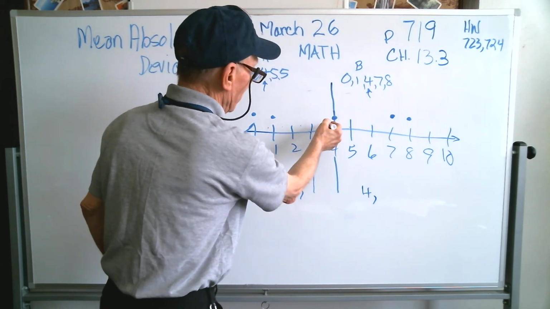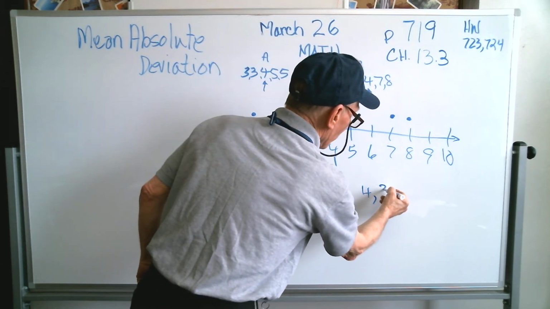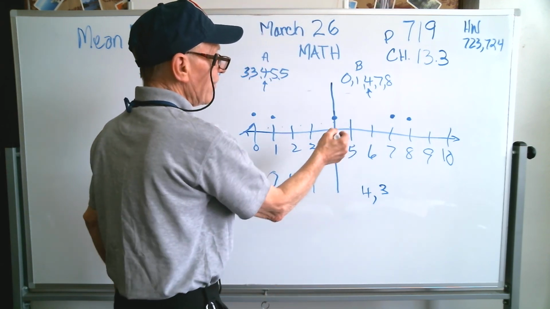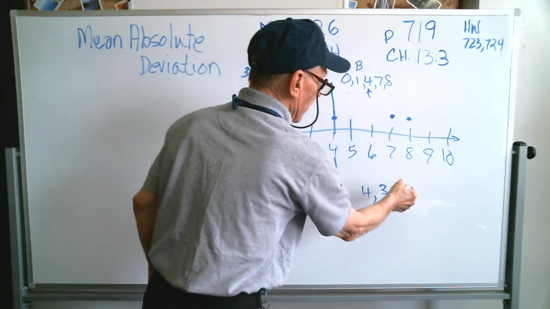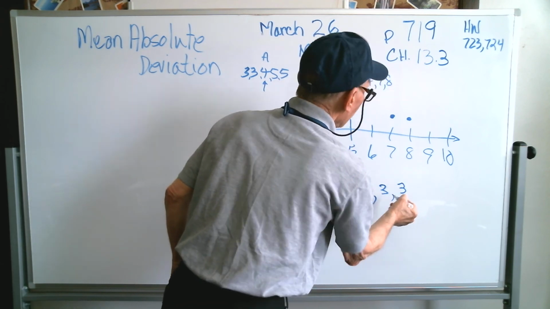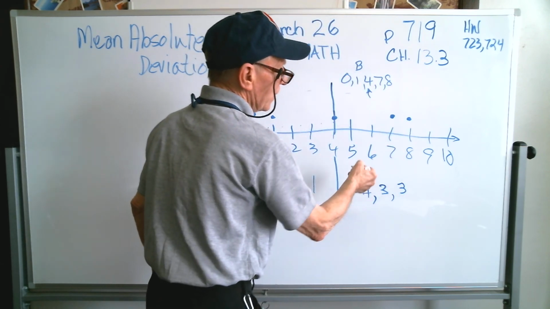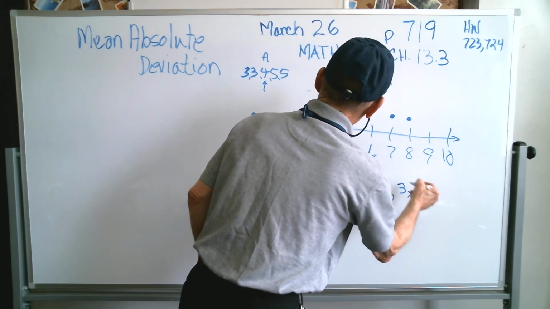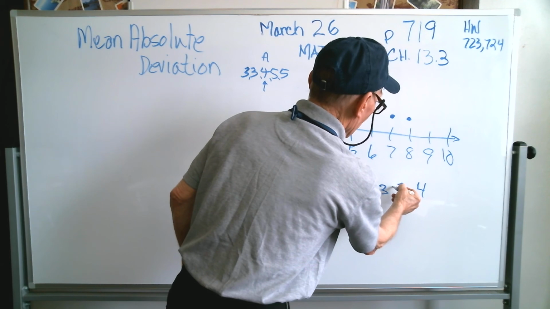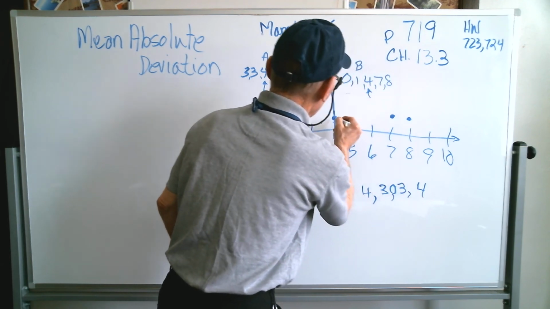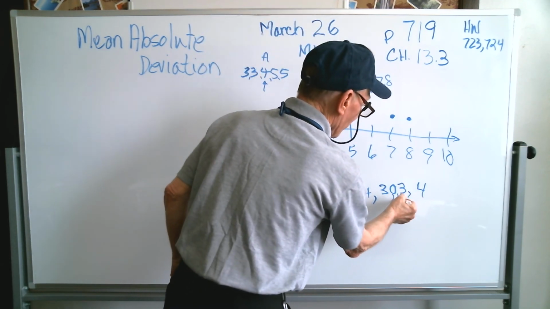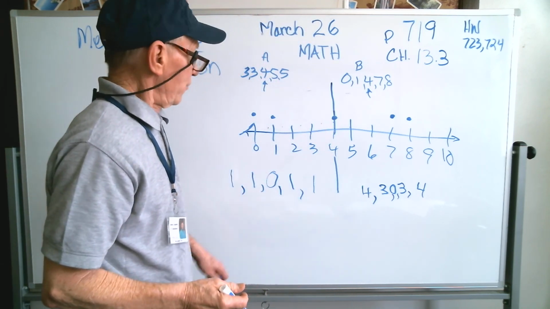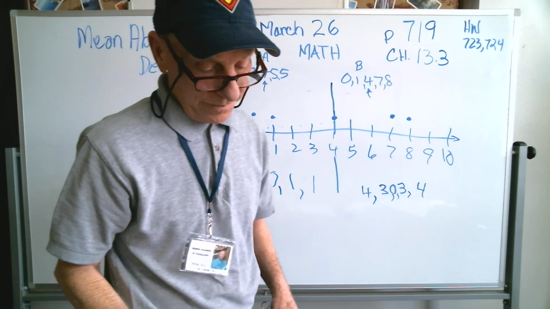The 1 would be 1, 2, 3 deviation points from the median. 7 is going to be 1, 2, 3. And then 8, one more space, would be 4. And don't forget, we have a 0 in here too, because we have a point right on 4. So now we've got 2 sets of numbers.